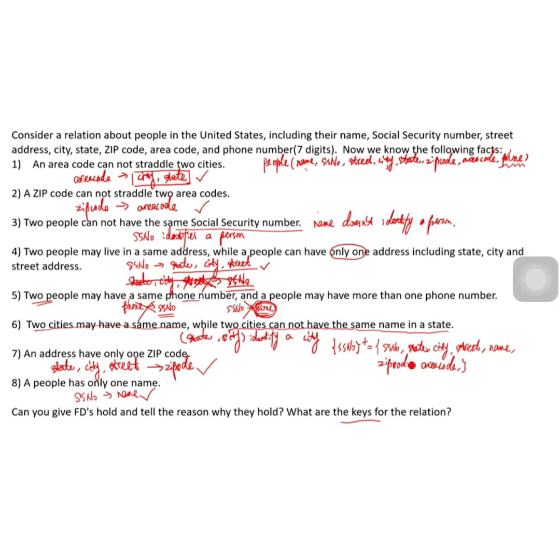So what is the key? We can add phone in the set. Now, if we compute the closure of SS number and phone, we'll get all the attributes. So SS number, phone is the key. What is the key? SS number, phone.